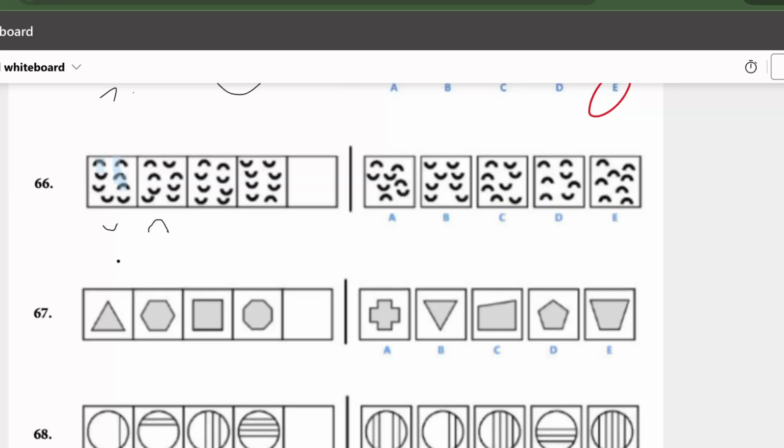Then we have 1, 2, 3 here. We have 2 here going down. We have 1 here going down, which means you need to have 0 going down. The only one that looks like that is B. They're all facing upwards.